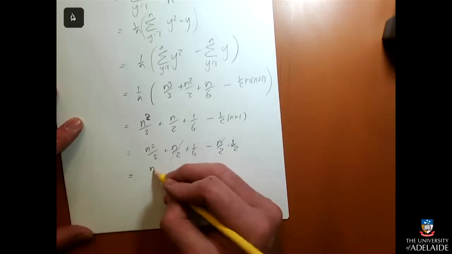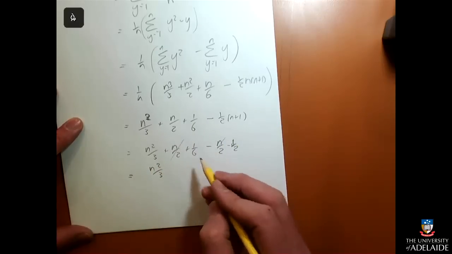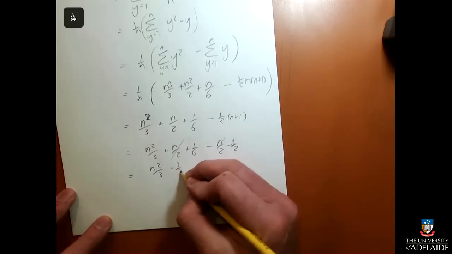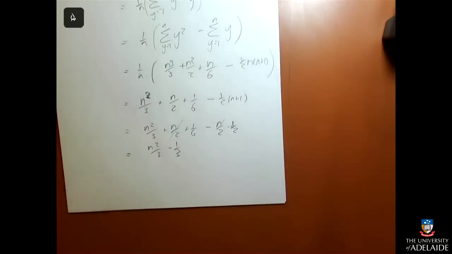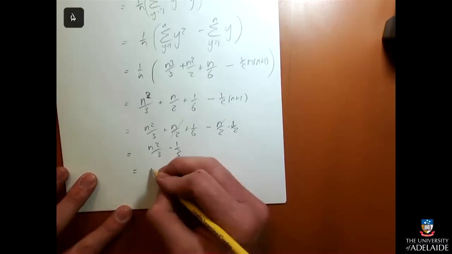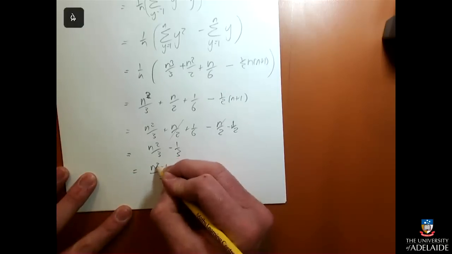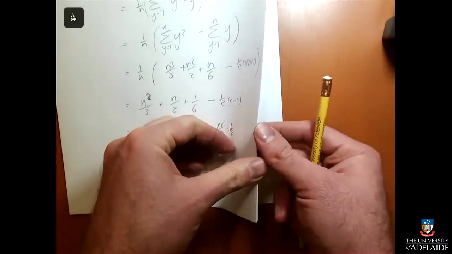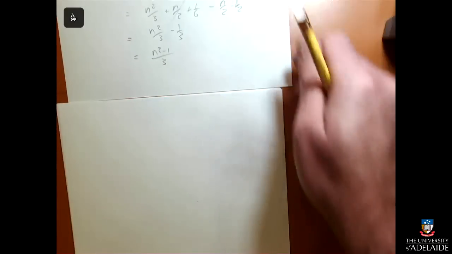Cancel n squared on 3. Now, a sixth minus a half is negative a third, because of my favorite fraction fact, which is that a third plus a sixth is a half. And there you go. That's not the variance yet, is it? Just a second. It's so satisfying, though. I have a feeling it's going to be like n squared on 12 or something.